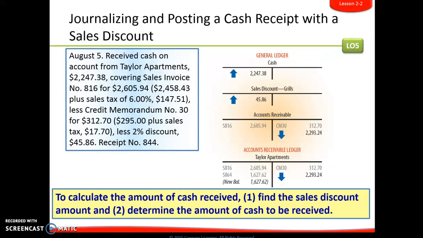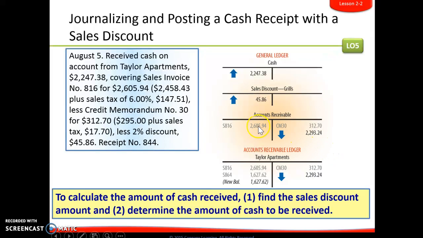Now, when we look at this initial sale of $2,605.94, we also see that we have a credit memorandum of $312.70. So what we need to do is take that initial sales invoice, $2,605.94, minus that credit memorandum of $312.70. When we subtract those two, we should get $2,293.24. That's how much we're going to credit our accounts receivable for.